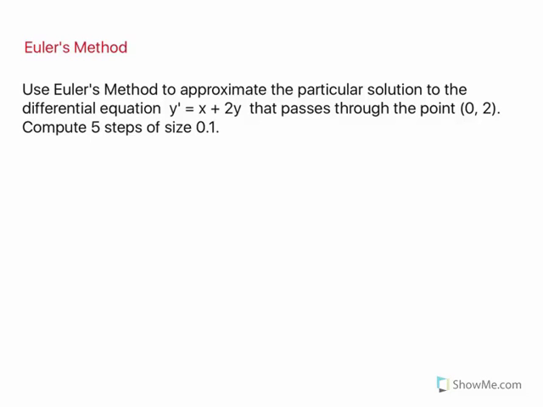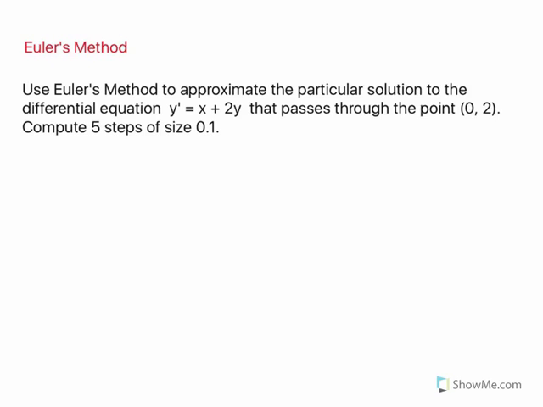Hi everyone, here is an example of an Euler's method problem in which we're going to use a tabular setup in order to implement Euler's method in the solution of this problem. Here we are asked to approximate the particular solution to the differential equation y prime equals x plus 2y that passes through the point (0, 2). We are going to compute 5 steps of size 0.1. So the 0.1 is our delta x value that we will be using.